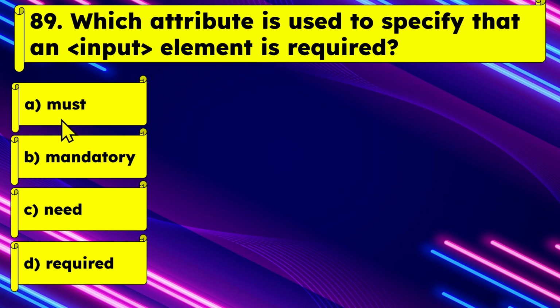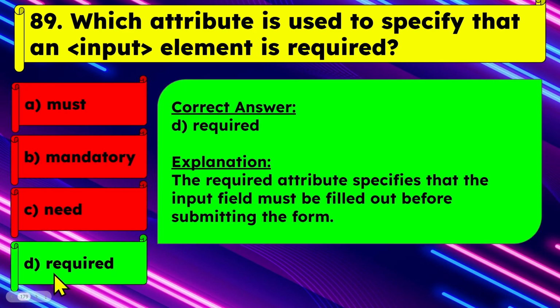Next question says, which attribute is used to specify that an input element is required? Option A is must, option B is mandatory, option C is need, and option D is required. So here the correct answer will be option D, required. So in the explanation, we can see the required attribute specifies that the input field must be filled out before submitting the form.